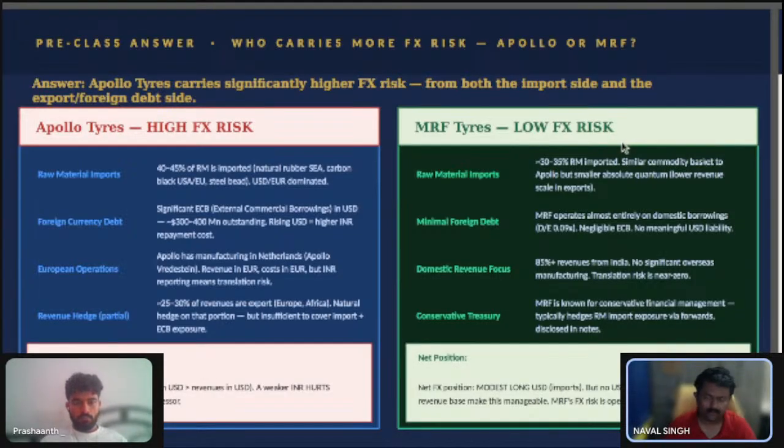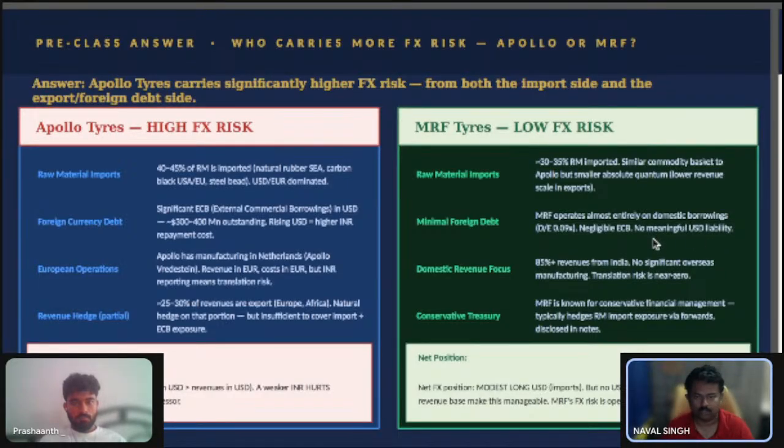MRF, anyway, we know that they have a lesser import number. They have only 30% compared to 45% raw materials imported. They are in a similar commodity basket but a smaller quantum, so lower revenue scale in export. So they import less, and whatever they make in India, they sell in India. MRF operates almost entirely on domestic borrowings or no borrowings. They do not have any debt. That means they are not exposed to any dollar variation, or they are not serving a lot of external customers who will default if the dollar goes up or down.